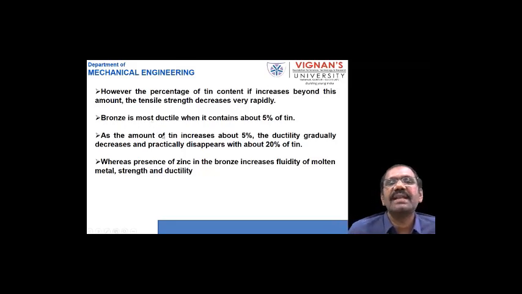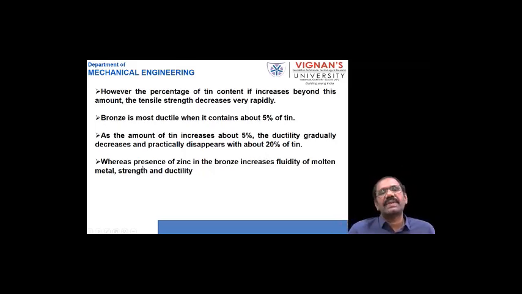Bronze is most ductile when it contains about 5% of tin only. As the amount of tin increases above 5%, the ductility gradually decreases and practically disappears when it is around 20% of tin. Okay, so up to 5% if you add, it is good. Okay, 5 to 20% it is moderate. If it is more than 20%, ductility will completely disappear, so it will become very hard.